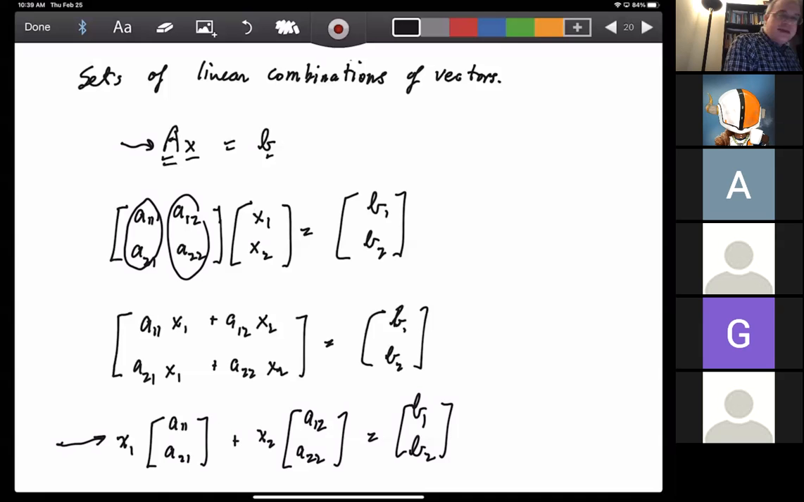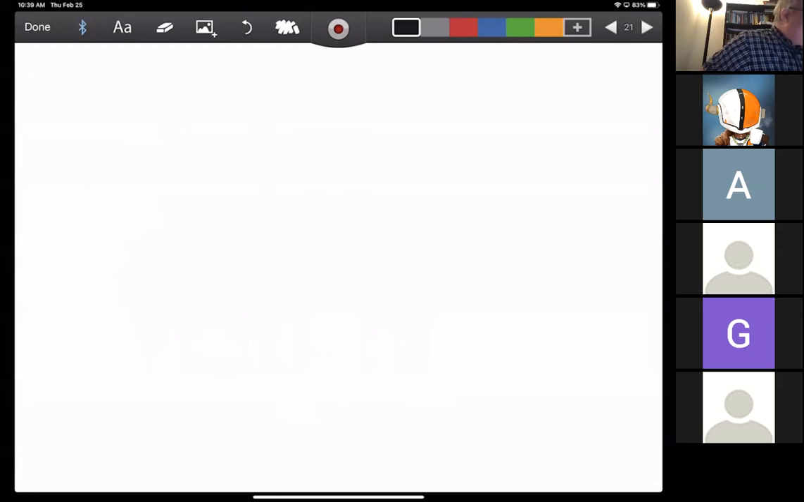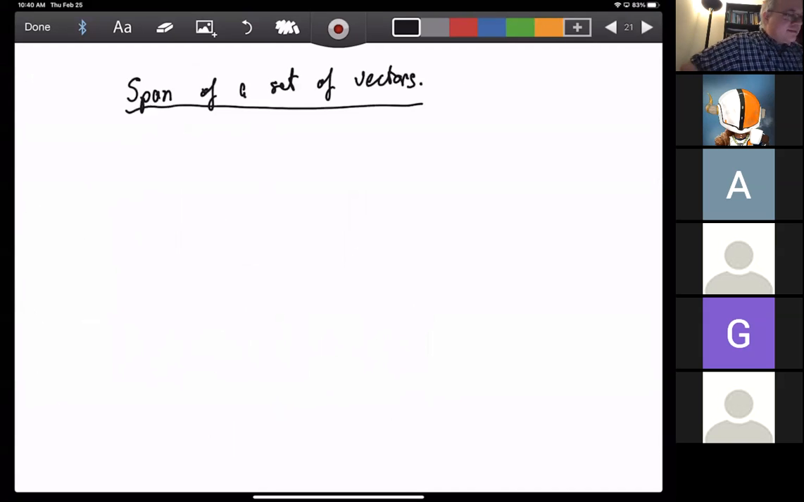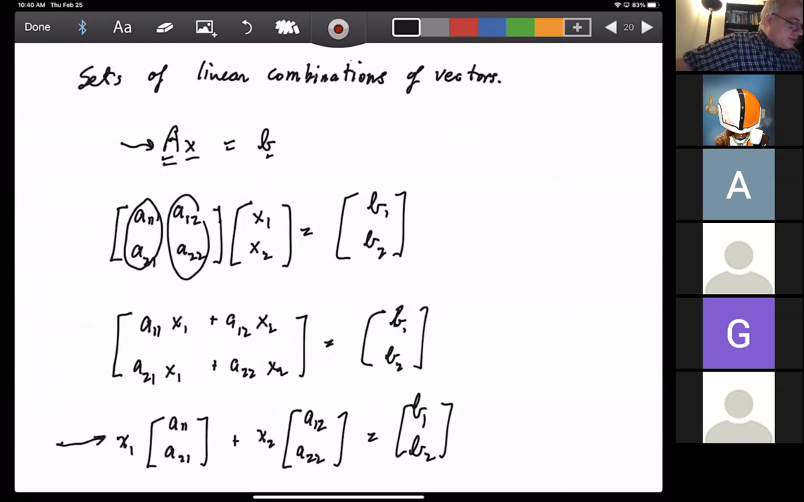Does everyone have what they need from this page? Everybody good? Okay. So we can talk about the span of a set of vectors. Okay, this is a concept that's directly motivated by thinking about what's going on here.